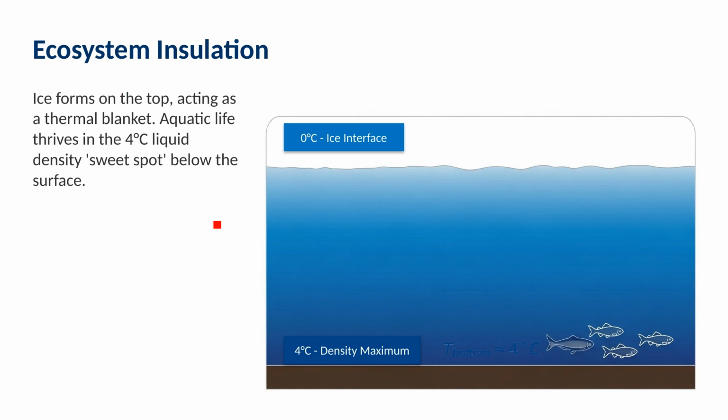This creates a thermal blanket for the world. Look at this pond cross-section. The ice sits on top, insulating the water below from the freezing air. Down at the bottom, the water stays at a relatively cozy 4 degrees Celsius, the sweet spot for liquid density. While the surface is a frozen wasteland, the fish underneath are doing just fine.